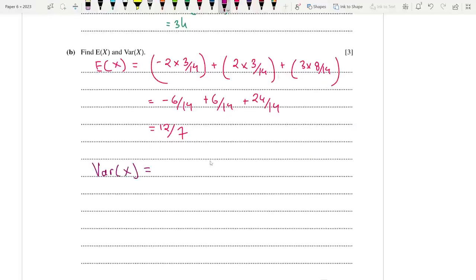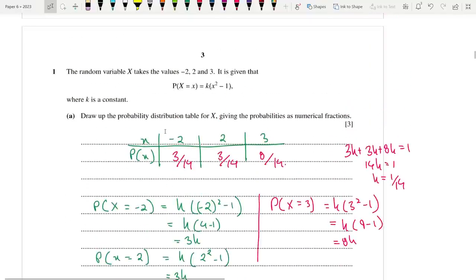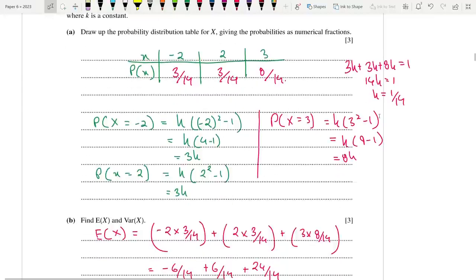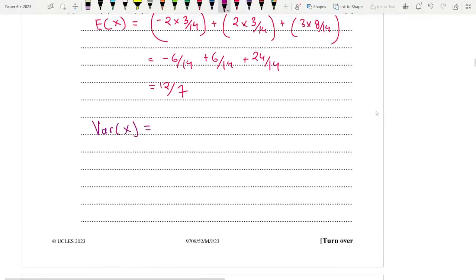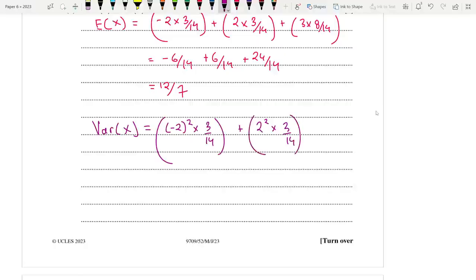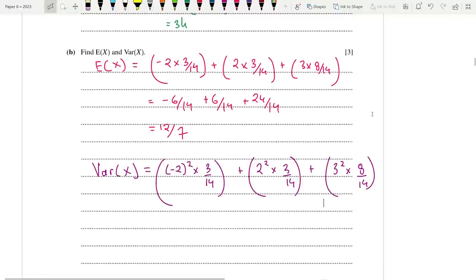Variance of x is equal to, basically, the summation of the squares of x times f, right? So minus 2 whole squared times 3 by 14. So that's how you write it. Minus 2 whole squared times 3 by 14, plus 2 squared times 3 by 14, plus 3 squared times 8 by 14. So this whole thing, right? This whole thing minus expectation whole squared.